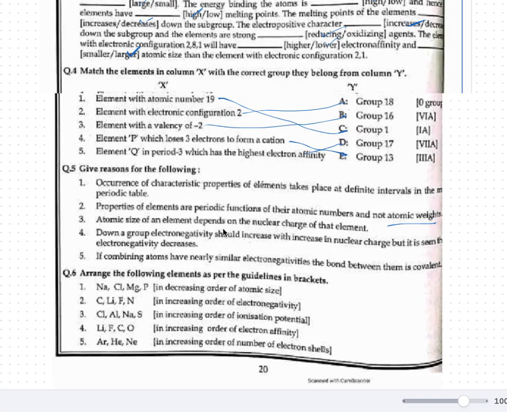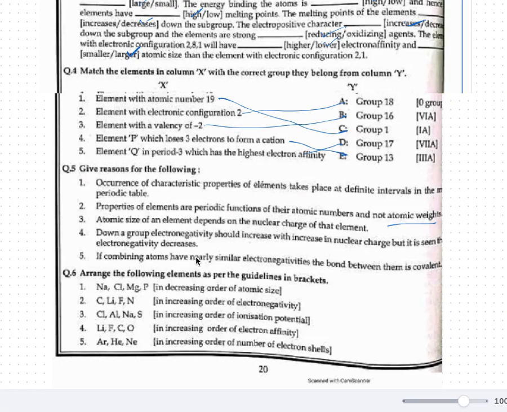The reason is the increase in the radii. As we go down, nuclear charge increases, atomic radii increases, and that dominates over the increase in nuclear charge. So even if the nuclear charge is increasing, electronegativity still decreases, because the increase in atomic radii dominates over the increase in nuclear charge. So atomic radii has the bigger say here.